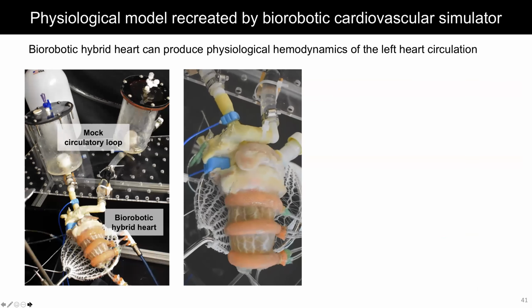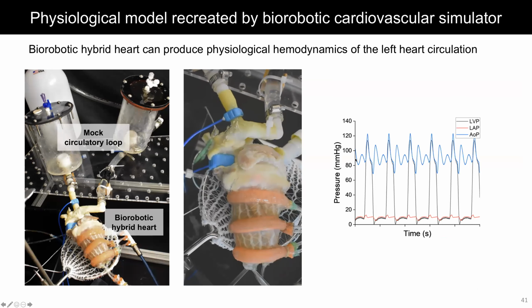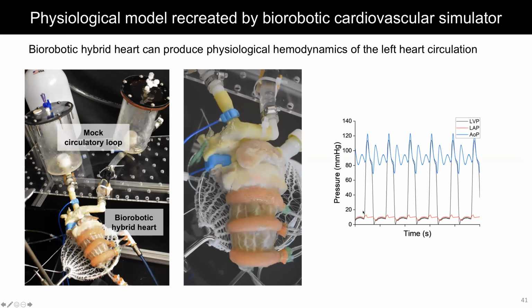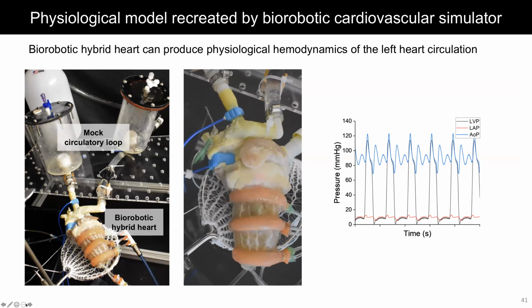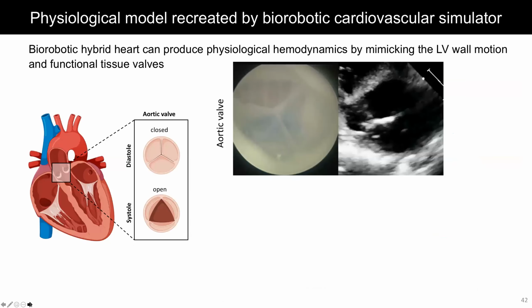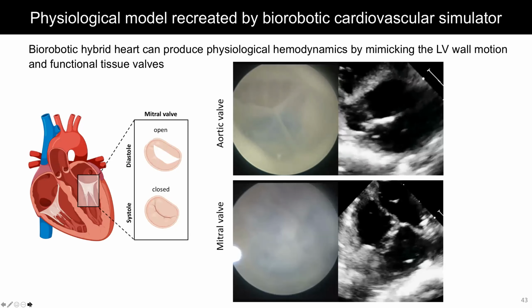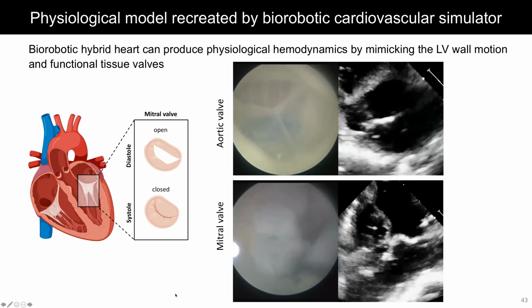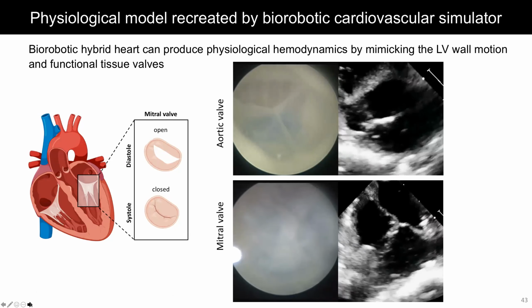So here's the motion of the heart, and then here is the pressure generation that you can get in the aorta, the blue line, left atrial pressure, and the left ventricular pressure. So you can tune these to be close to physiological. We really wanted to look at whether we could use this and generate functional valve motion. So here you can see the aortic valve moving on echo and under direct visualization, and the mitral valve. Mitral valve can be hard to replicate in these type of benchtop simulators, but here you can see the motion of the mitral valve.